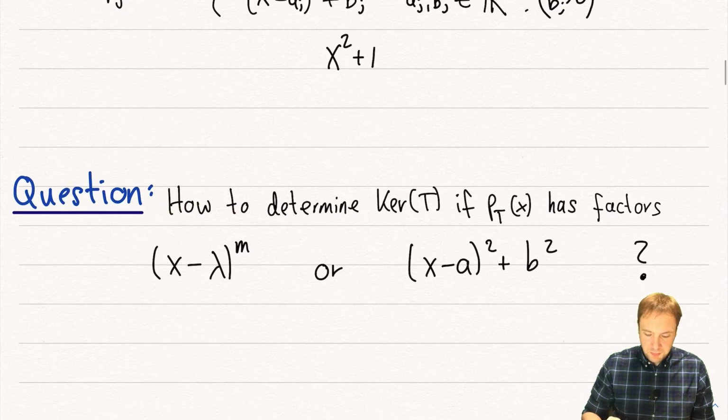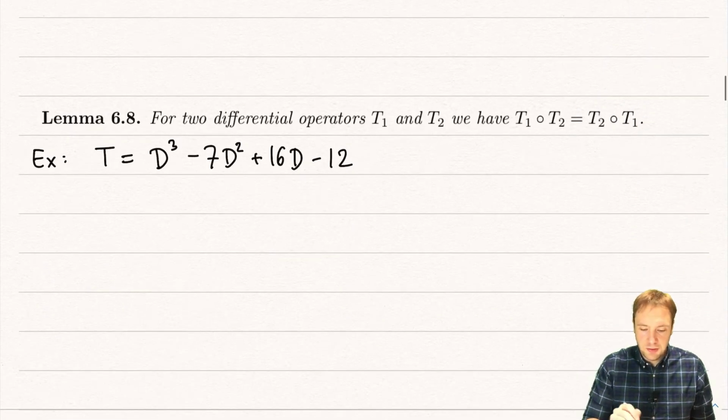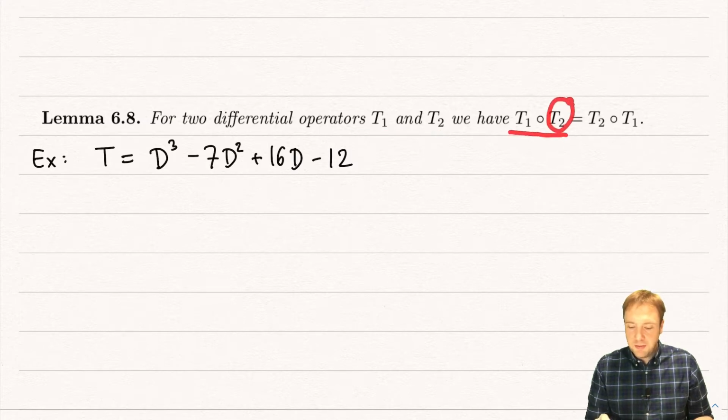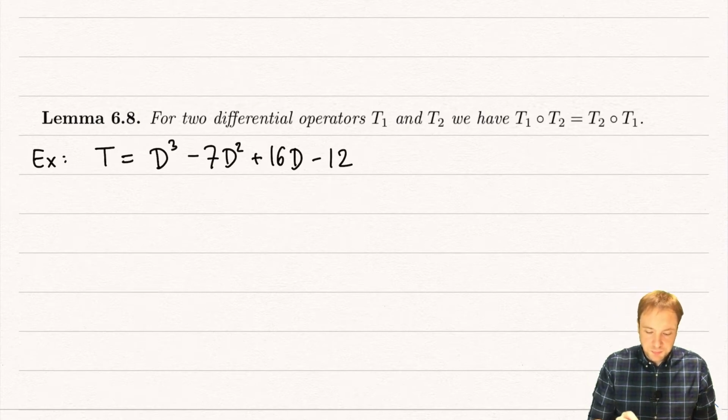But before we do this, let me do one lemma, which we also could have done last time. So the statement is that if we have two differential operators t1 and t2, then applying the operator t2 first and then t1 is the same as applying t1 first and then t2. So recall this circle here just means a concatenation of functions. And why is this important for us?